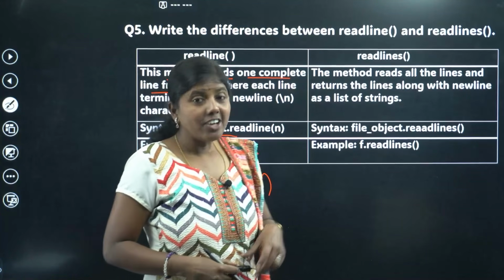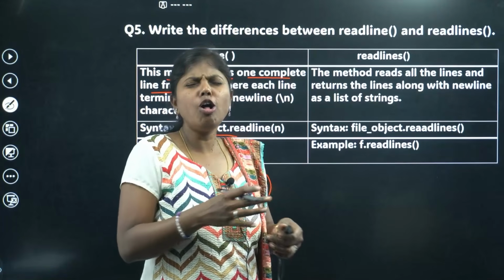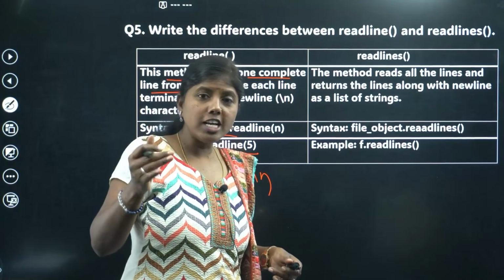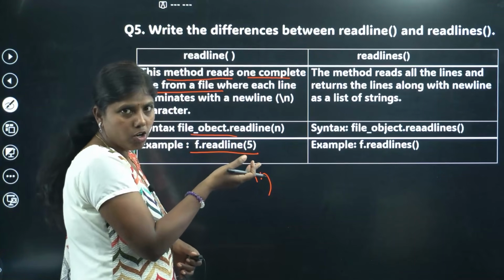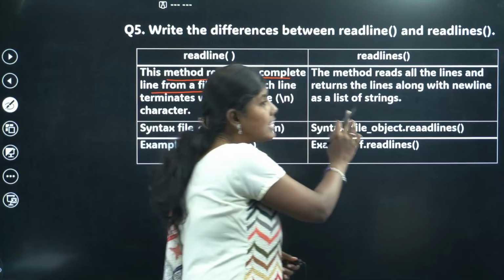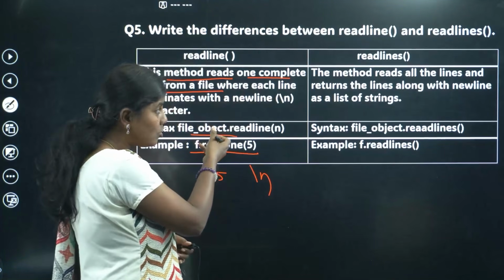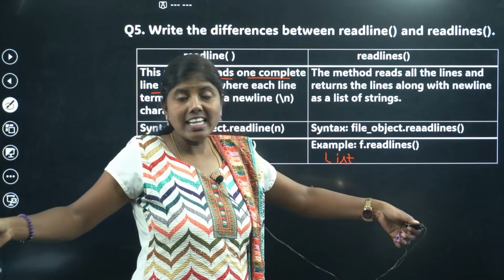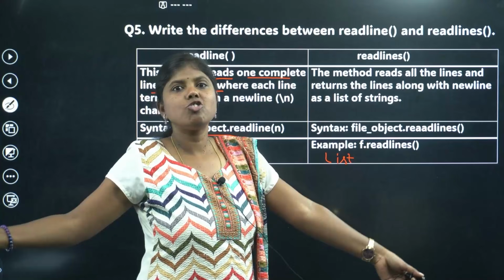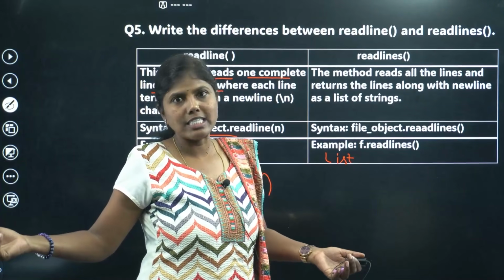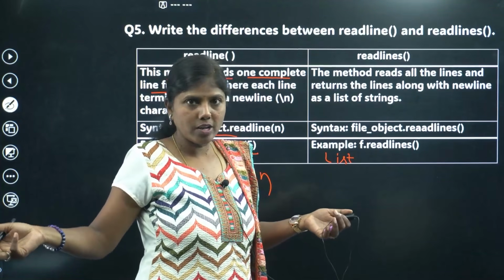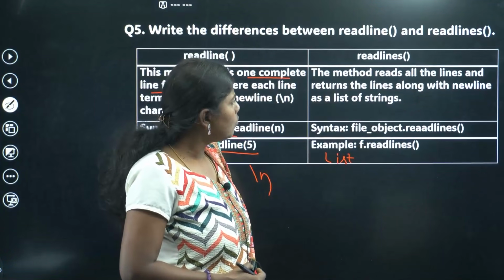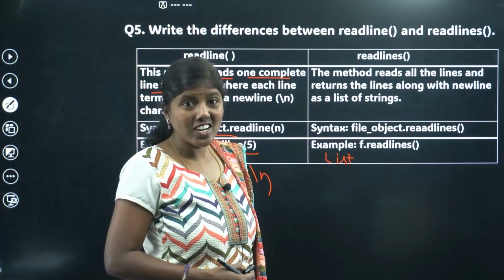What about readlines? Readlines is going to read all the lines. All the lines it is going to return. And how does it return? Readline is going to return a string, and one more difference you can write: readlines is going to return a list, a list containing multiple strings. It reads all the lines and returns the lines along with the newline as a list of strings.